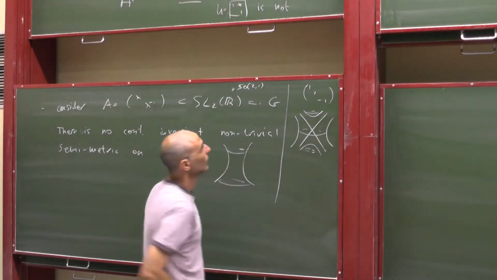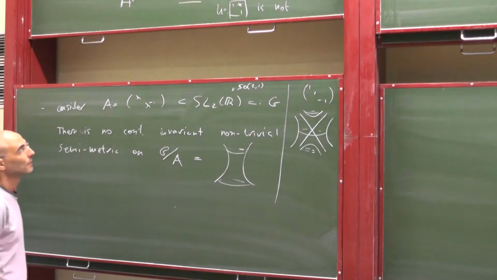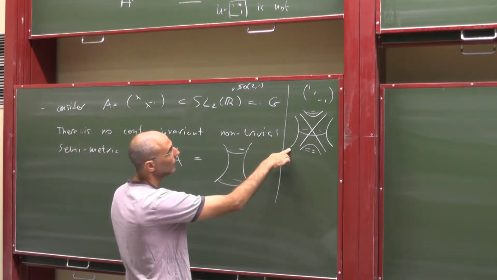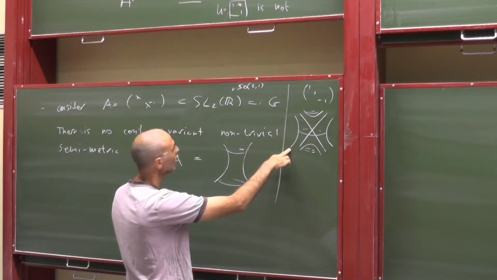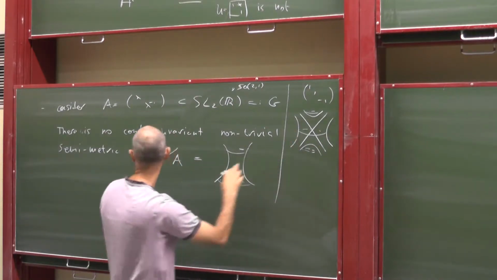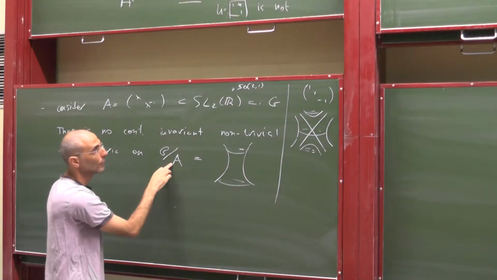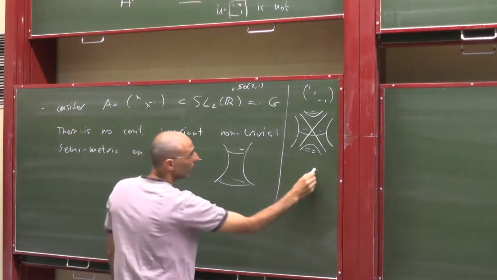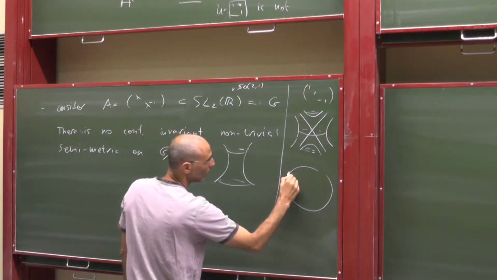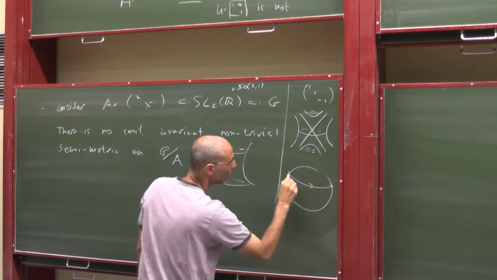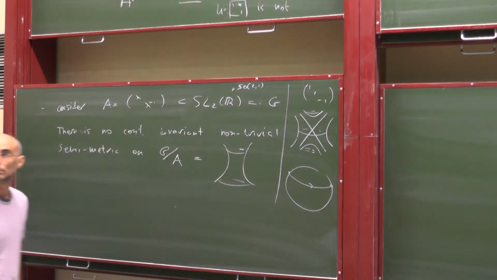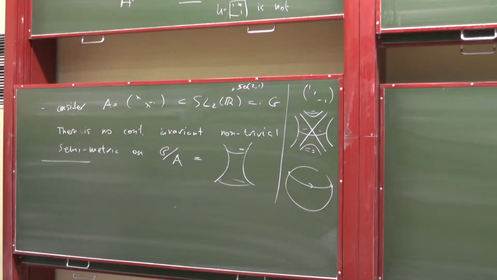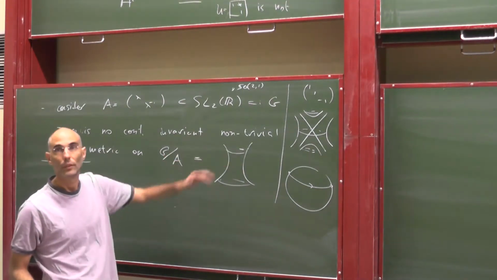And these hyperboloids, you may think of this space, the space G mod A, as the space of geodesics in the hyperbolic plane, or oriented geodesics, or pairs of points at the boundary. Just a note, I will not use this stuff. And I claim that I cannot put an invariant metric on this space.